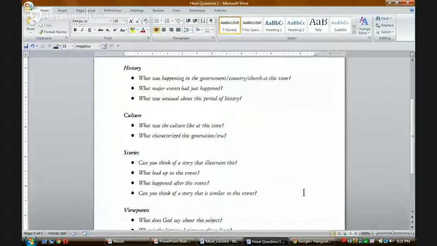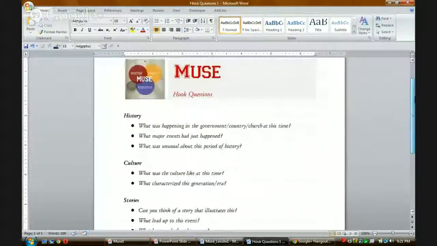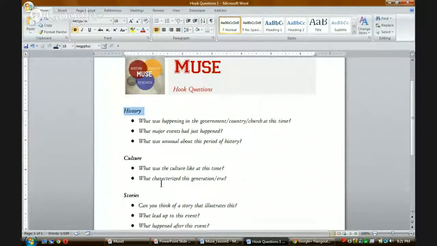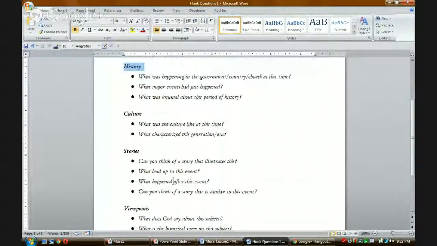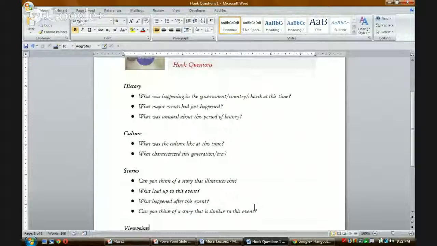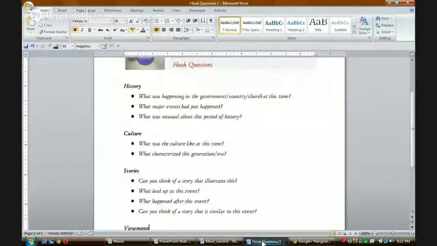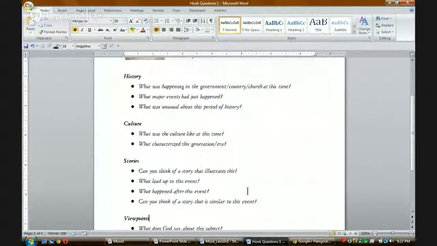So there is another file that you can download. It's just a list of various hook questions that you can use to get your readers interested in your topic. So you can choose a history hook question, a culture, or a story, or a viewpoint question. So choose one of these questions that seem interesting to you, that seem to have some potential, and copy it on this line here. So for instance, remember we're talking about first, second, and third class passengers.